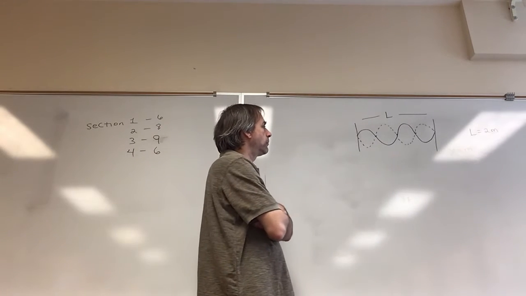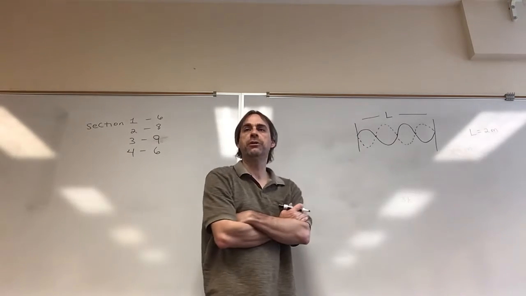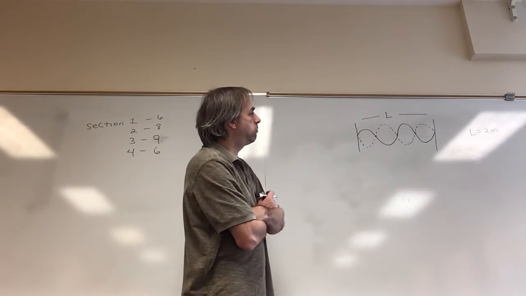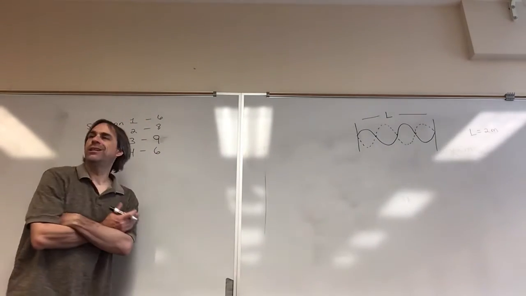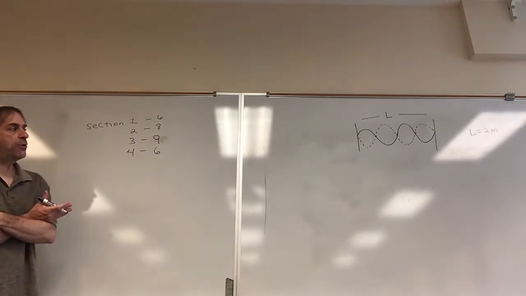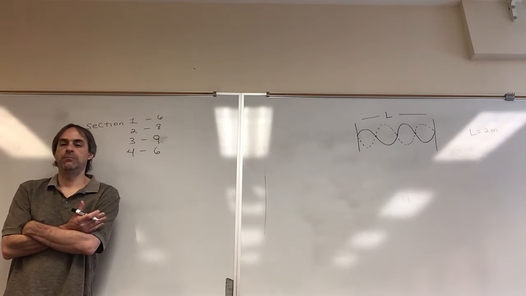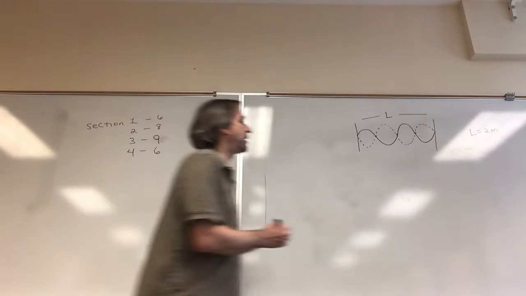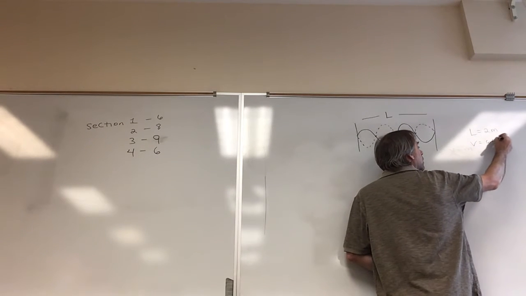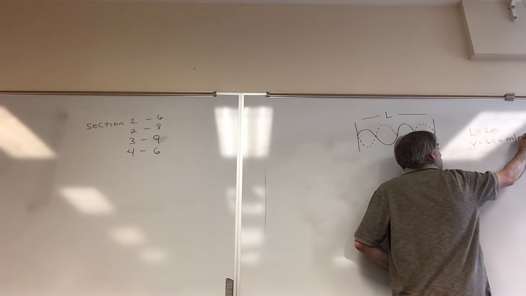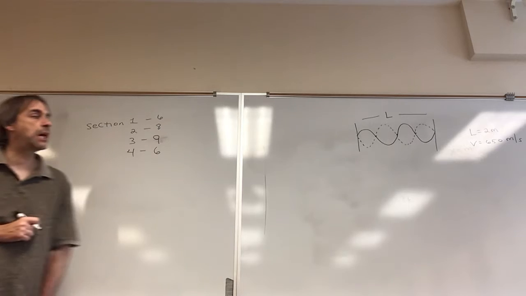So let's see what we can ask about this question. I could give you the tension, or I could give you the tension and the mass density and ask you to find the velocity, but let's not do that. I'll just give you a number for the velocity. So the speed of a wave on this string is 650 meters per second.